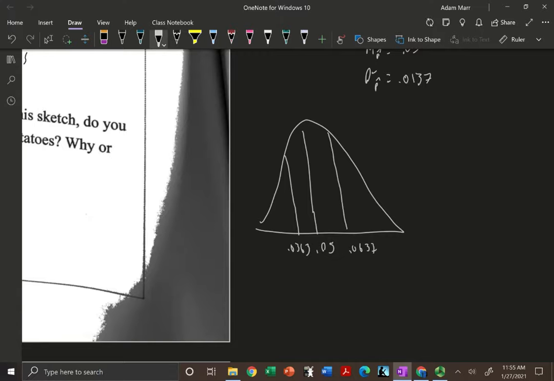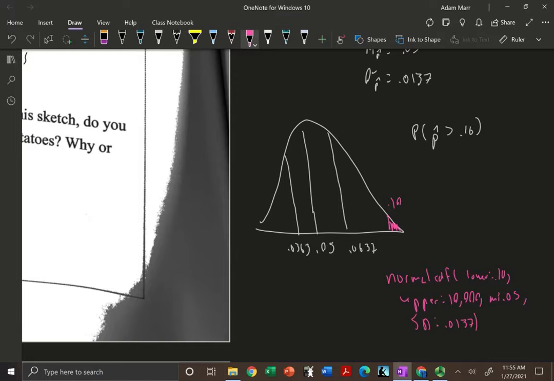We want to figure out the probability that the sample proportion is greater than 0.10. If you look right here, 0.10 will be way up there. So we would just do normal CDF. Lower is 0.10, upper is 10,000, mean is 0.05, and the standard deviation is 0.0137. We end up getting 0.000131. So a really small probability.